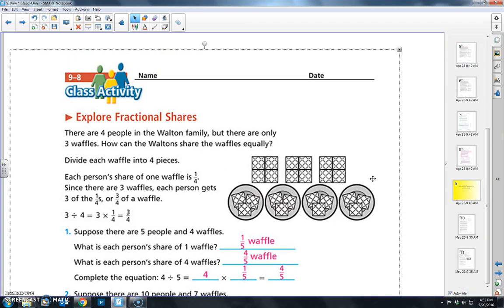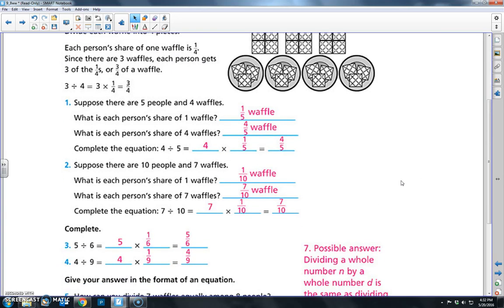Oops, right there. Okay, so they took 4 divided by 5, changed it to 4 times 1/5. They took this 5, flipped it around. So now the 5 is the denominator. They put the 1 on top, and then they multiply straight across. 7 divided by 10 is actually 7 times 1/10.